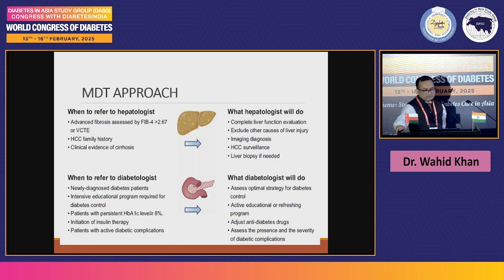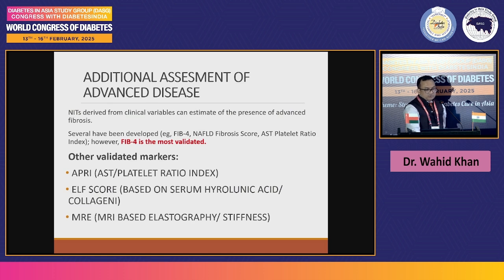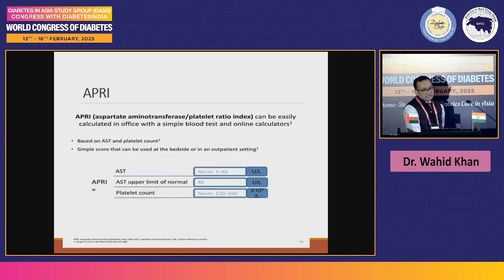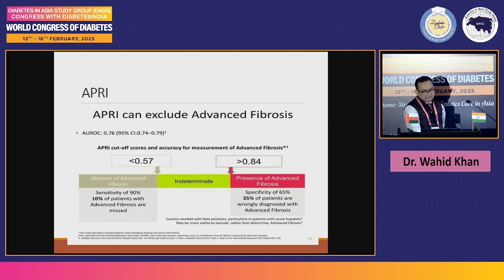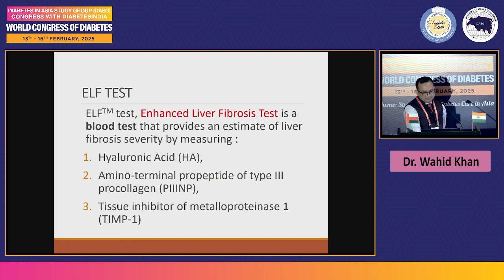I have already highlighted when to refer to a hepatologist: advanced fibrosis assessed by FIB4 more than 2.67, a family history of HCC and clinical evidence of cirrhosis. Even though FIB4 remains the most clinically validated NIT, there are some further validated markers like APRI, ELF score and MRE. APRI, the aspartate aminotransferase platelet ratio index, can be calculated bedside with cutoff scores of 0.57 to 0.84, though it is less sensitive and specific as compared to the previous parameters I have explained.